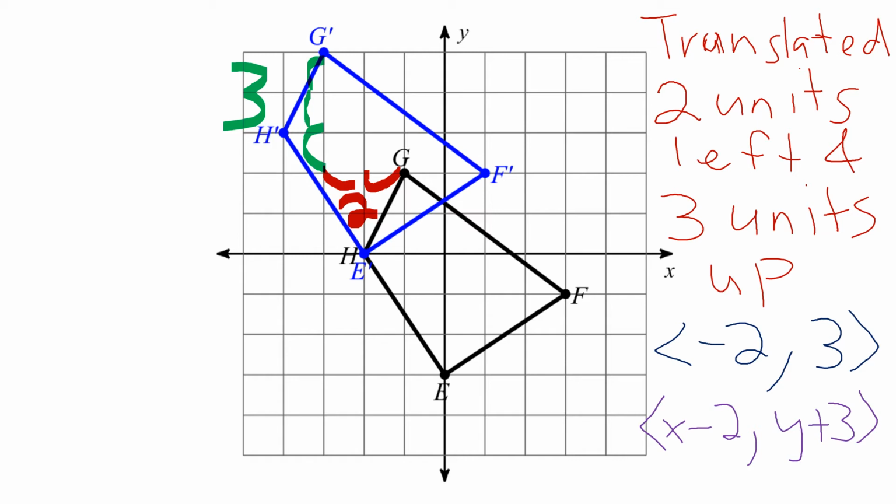So for E, we have 1, 2, 1, 2, 3. Let's see for F. One, two, 1, 2, 3. You can see each point is translated 2 units left and 3 units up.